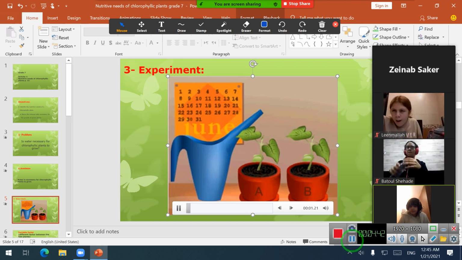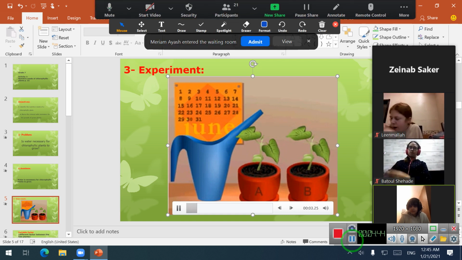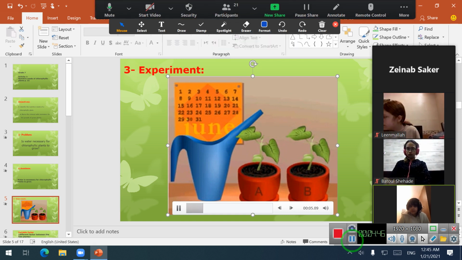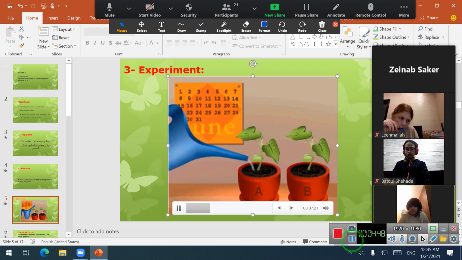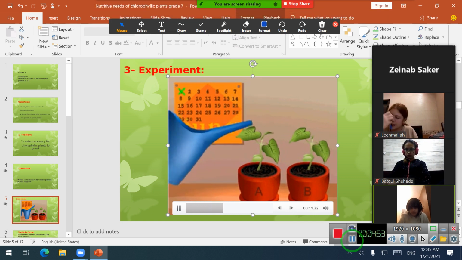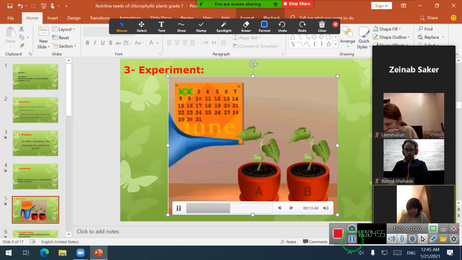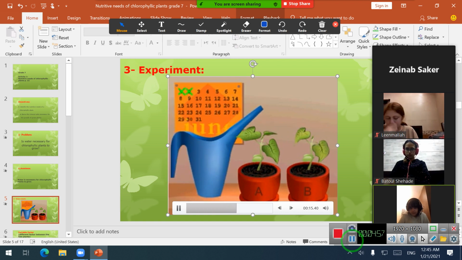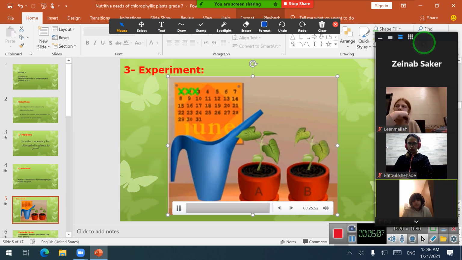Two identical green plants are grown in the same conditions. Plant A is watered regularly. Plant B is given no water for 3 days. Observe what happens. Plant B could not grow as fast as plant A because its rate rate of photosynthesis dropped due to lack of water. Photosynthesis produces the energy required for growth.